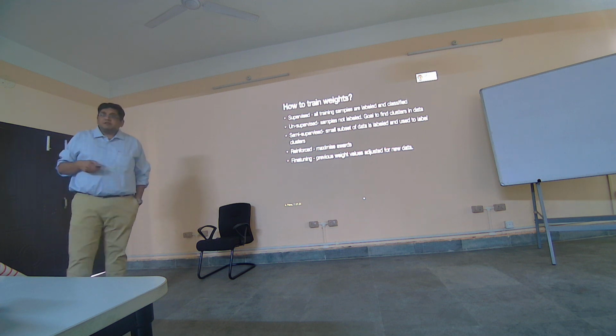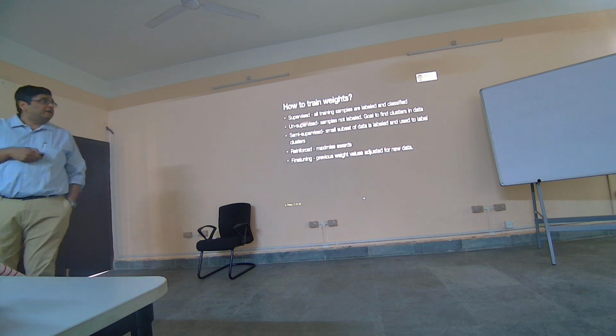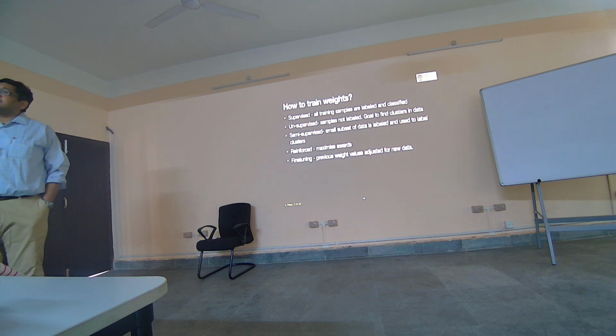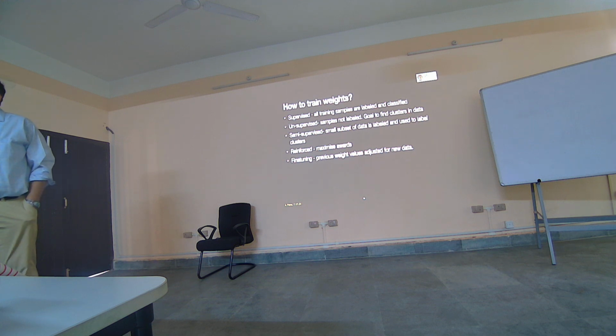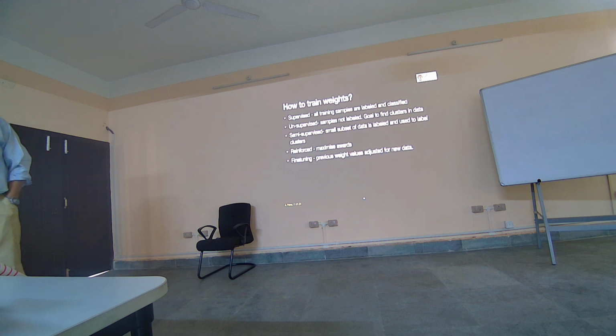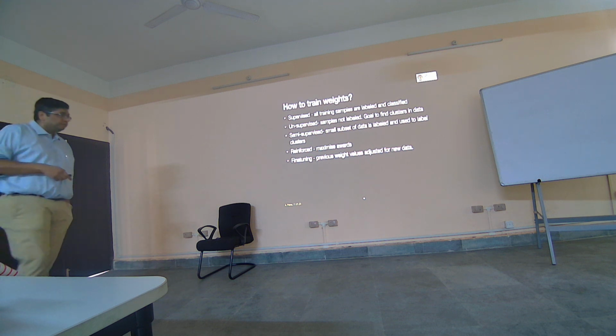We also have what is known as reinforcement learning, which is a derivative of the unsupervised, where essentially you give a certain reward if the network has done well, or you give a certain penalty if the network is wrong. So that enforces it to push a certain way.